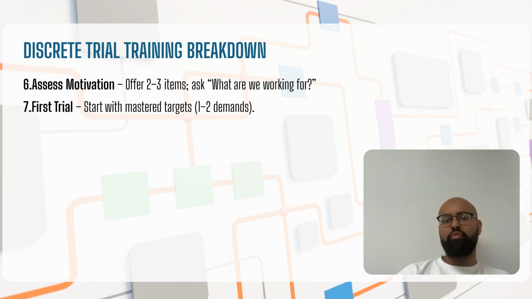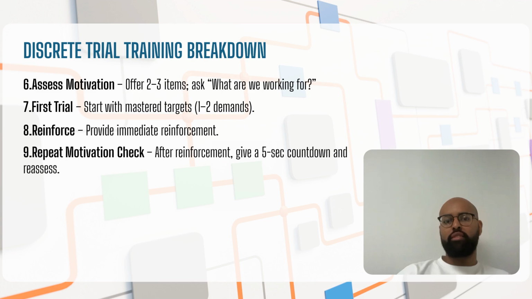Step 7. The first trial, you are going to place 1 or 2 demands they already have mastered. If they have no mastered targets, start with only 1 demand of a target they've been having an easier time with. Step 8. Appropriately reinforce the learner. Step 9. After reinforcement time is up, give a 5-second countdown, take the item or activity, and reassess motivation again as discussed in Step 6.